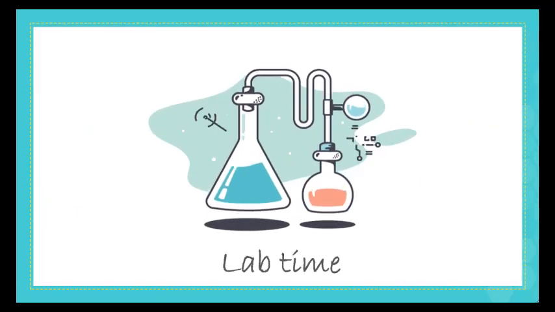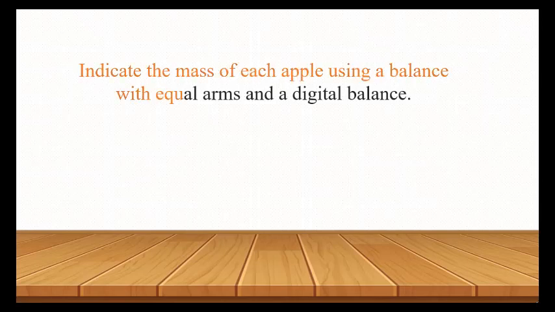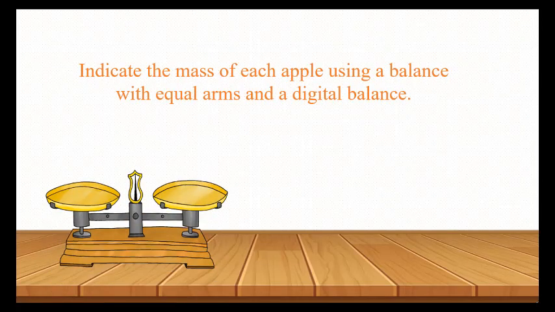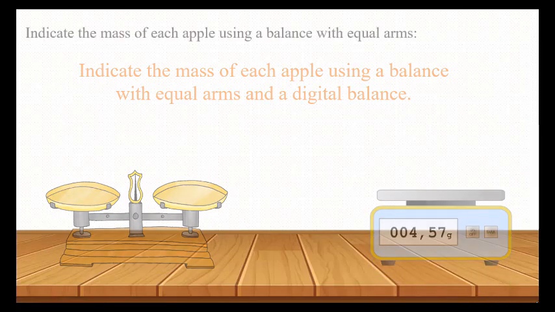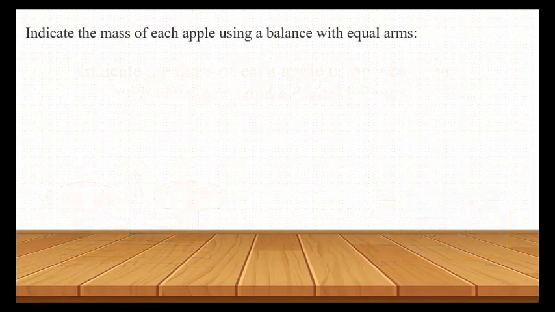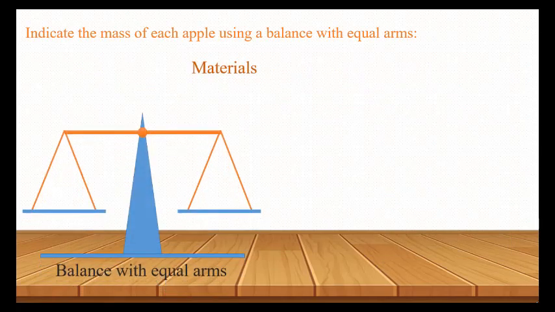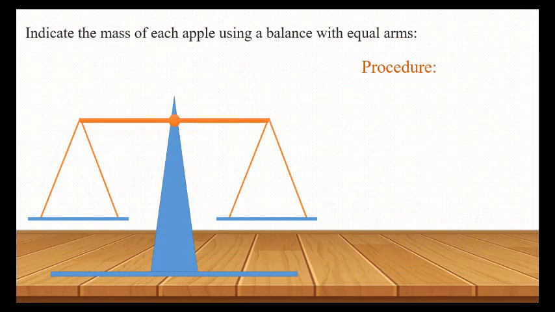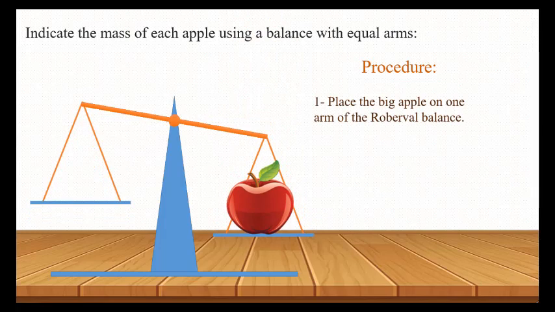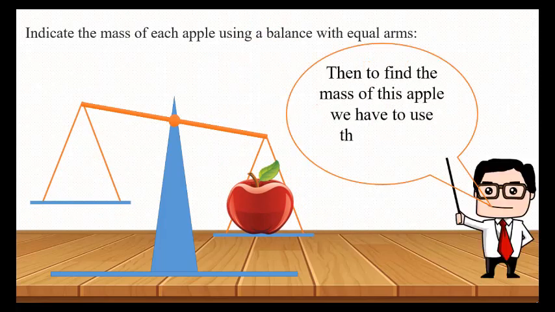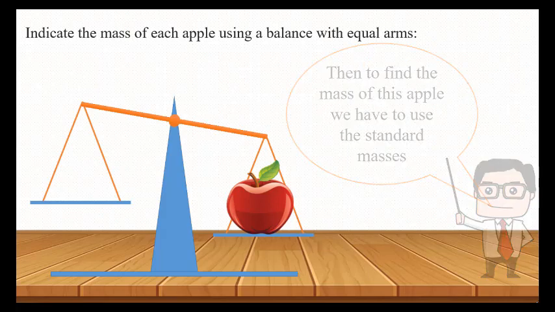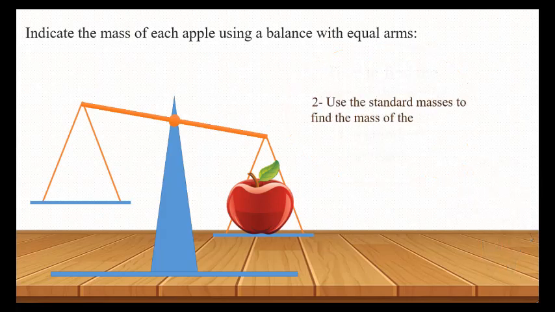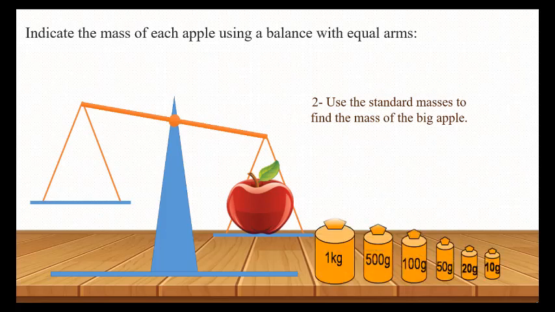It's lab time. Now, we have to indicate the mass of each apple using a balance with equal arms and a digital balance. To indicate the mass of each apple using a balance with equal arms, we have to use these materials: the balance with equal arms and the standard masses. Let's start. First of all, place the Big Apple on one arm of the Roberval balance. Then, to find the mass of this apple, we have to use the standard masses. Use the standard masses to find the mass of the Big Apple.